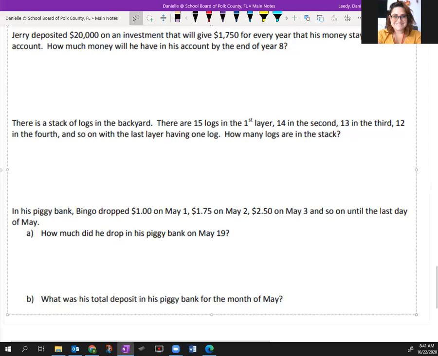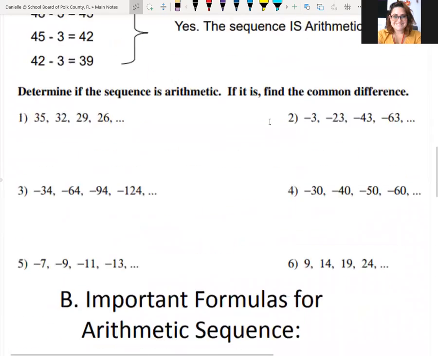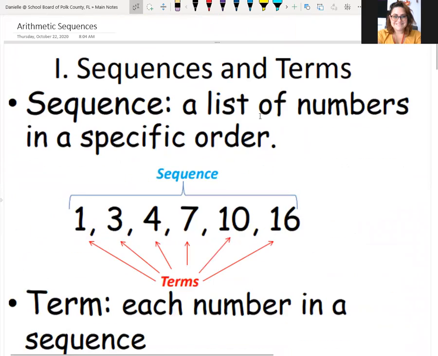All right, guys, so today we are going to start with arithmetic sequences. We are starting our next unit, Unit 3. We're going to talk about arithmetic sequences. Here's a vocab word for us.